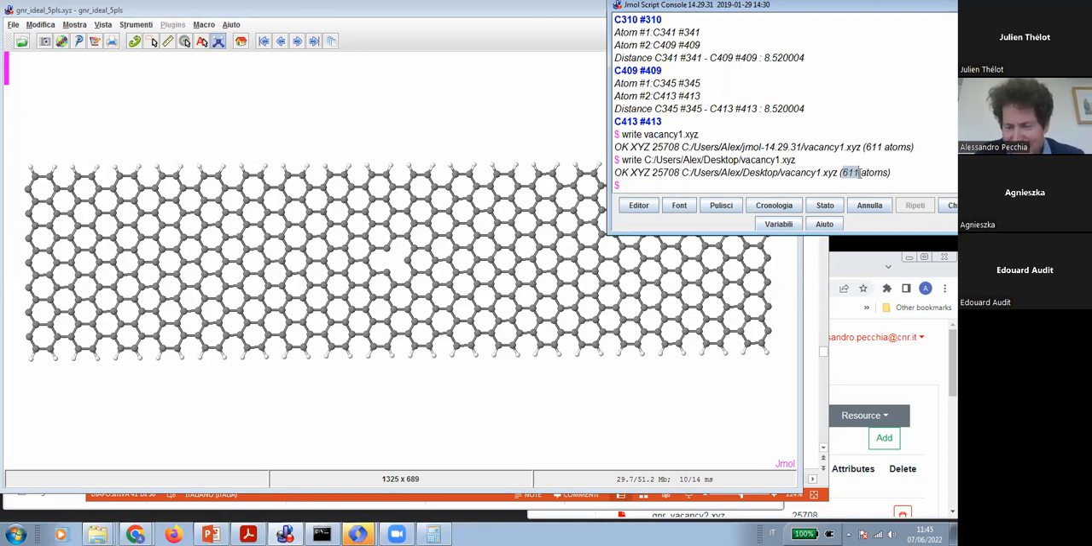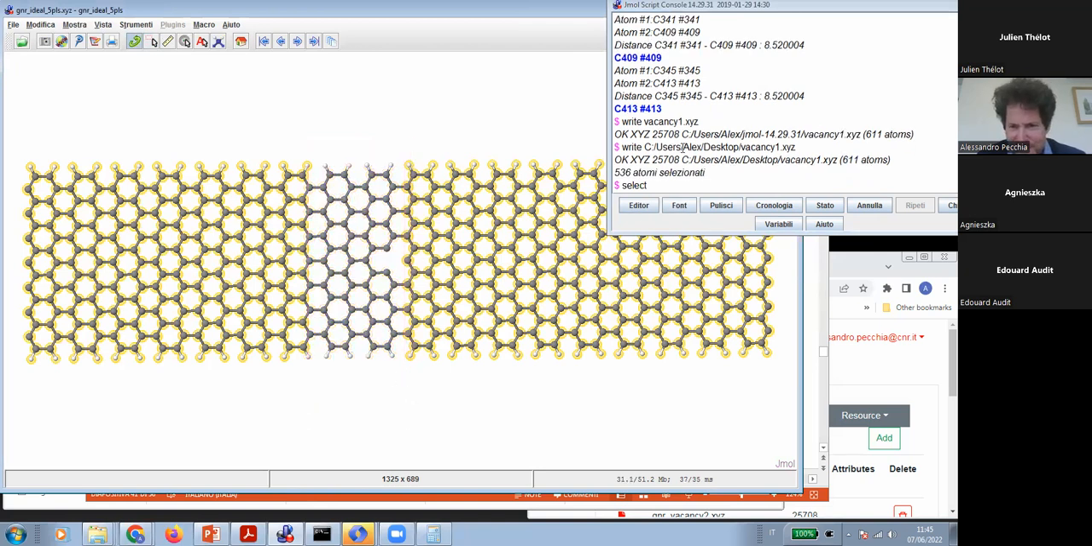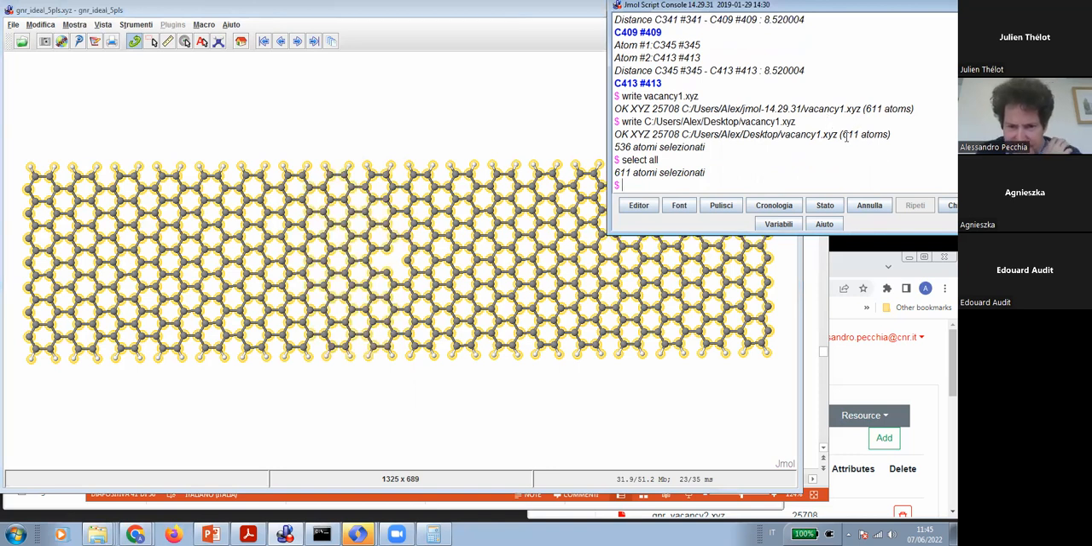Be careful how many atoms are saved. Indeed, there were 612, we removed one, and so we have 611. I say that because if you select just a portion of atoms, Jmol saves just that portion, which can be useful in some cases, but you need to know what you're doing. So here we have 611 atoms that are saved.